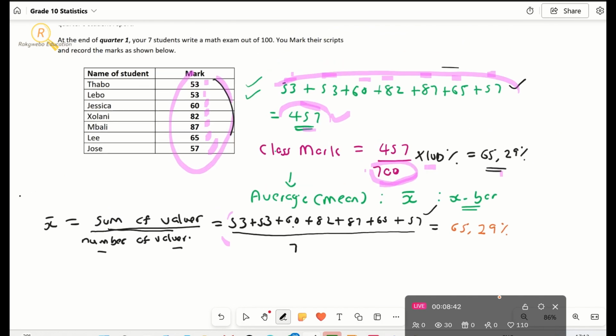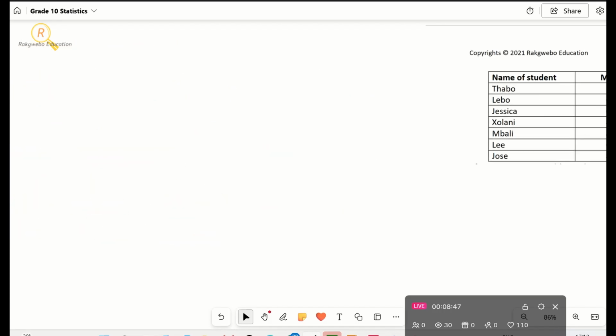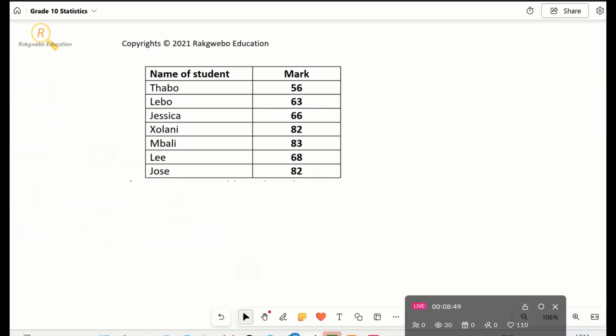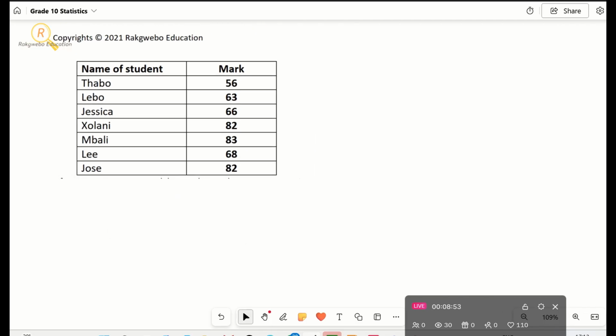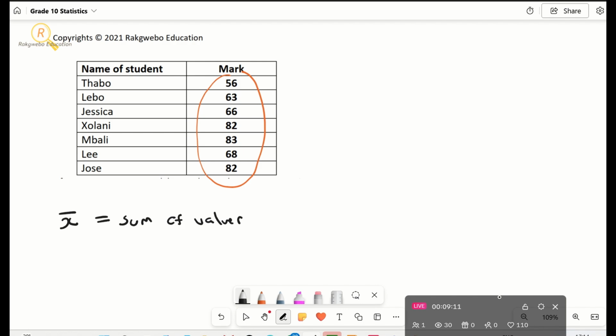Okay, let us look at another example. We were looking at results from term 1. Let us look at results from term 2. It's the same students, same everything. The only difference is that these are different marks from term 2. Now they ask you to find the average mark or the mean mark for term 2. Since you know the shortcut formula, you're just going to go straight and say x bar is equal to the sum of values over the number of values.